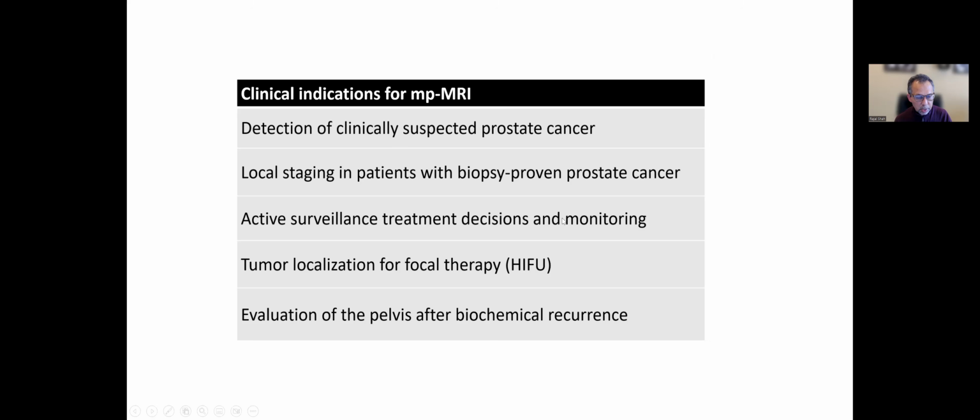There has also been increasing use of high frequency ablation therapy. So we need to identify the significant lesions correctly, and that's where mpMRI is also increasingly being utilized. And rarely it can also be utilized for evaluation of the pelvis after biochemical recurrence.